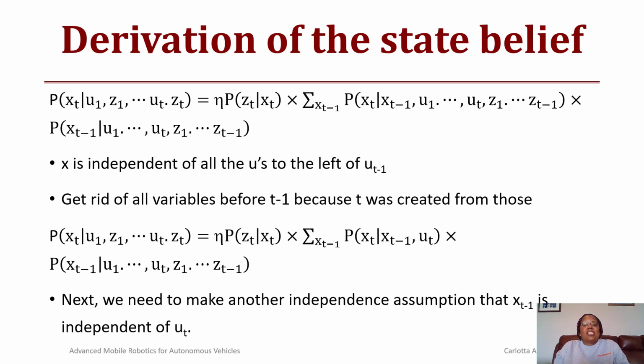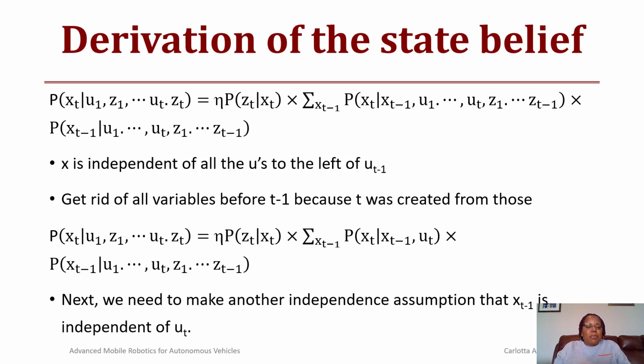So looking at this equation at the top here, we can make another independence assumption by saying x is independent of all of the u's to the left of u of t minus 1. So in other words, the current state should only depend on the current input. Anything before that would have depended on the previous inputs. So we can get rid of all the variables before t minus 1 because t was created from those.